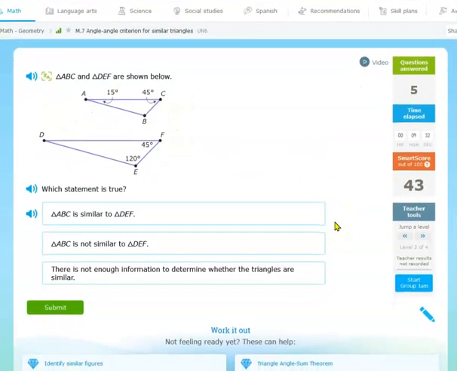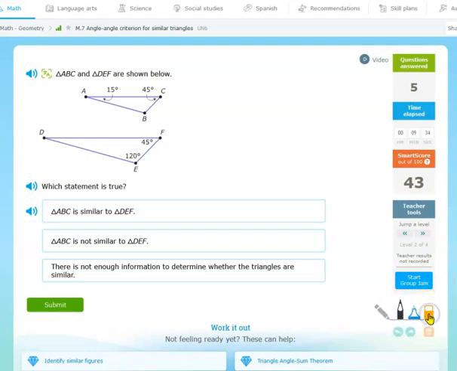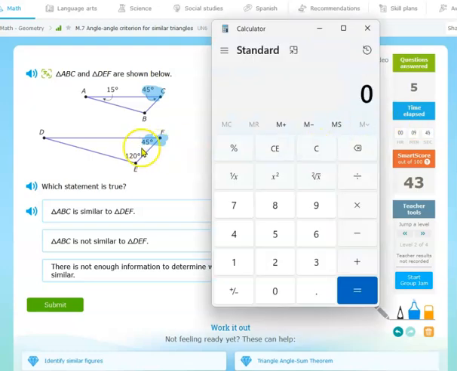Okay, let's try this one right here. So for this one, I see that I have a pair of matching angles. I've got the 45 right here and the 45 right here. Let's go ahead and figure out what angle D is. Okay, so we're hoping that angle D is 15. Or we could have looked for B and we could have hoped that it was 120. So we want all three pairs of angles to match between the two triangles.